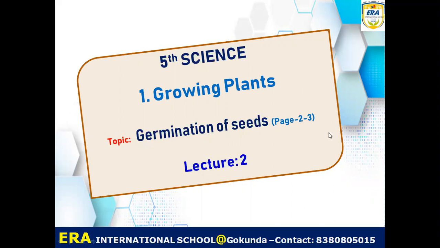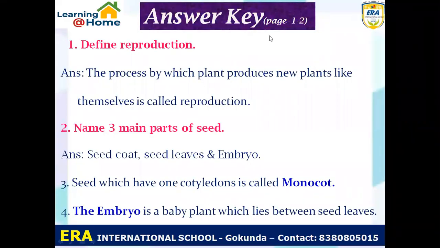Let's start. The first session we understand that reproduction. The answer of reproduction is that the process by which a plant produces new plants like themselves is called reproduction. The next question is: name three main parts of a seed. One, seed coat. Second, seed leaves and embryo. These are the three main parts of the seed.